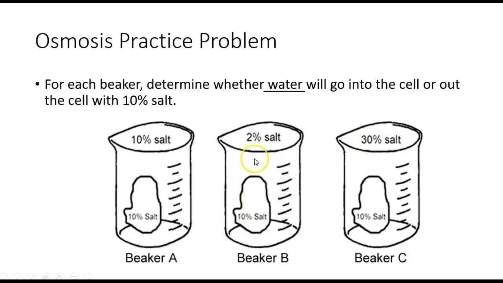So over here for beaker A, what's going to happen to the cell? Well, since the water is moving equally into and out of the cell, it is isotonic, as mentioned before. In this situation, you have beaker B. Water is actually going to be going into the cell because there's a higher concentration of water outside of the cell. So water is going to move into the cell. That's going to cause this cell to swell up. Lastly, we have this one. We said water is going to be moving out of the cell. That's going to cause the cell to shrivel up.